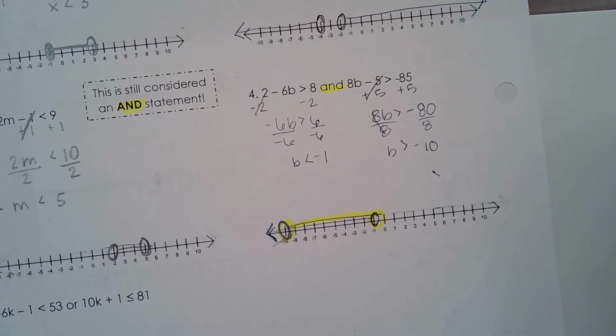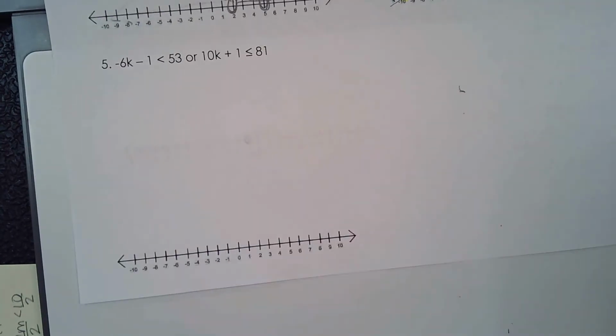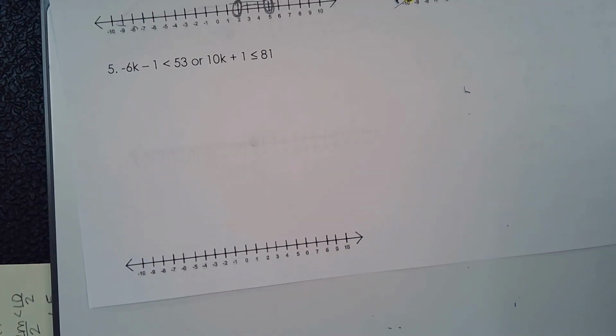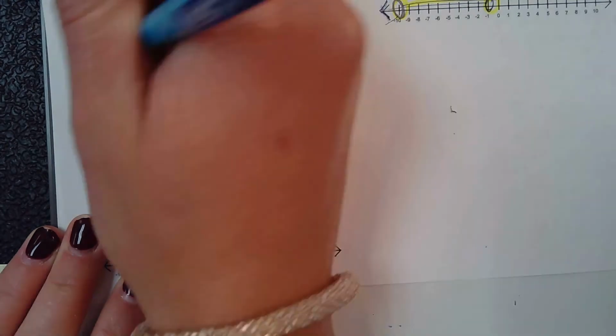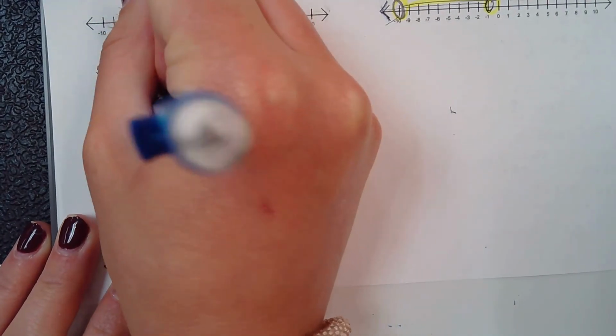All right, so moving on to number 5. This one's an or statement. So we're looking to see where either one is true. So we've got negative 6k minus 1 is less than 53. Crystal, what do we need to do first? Yeah, add 1. Good. So we'll add 1. So we've got negative 6k is less than 54.